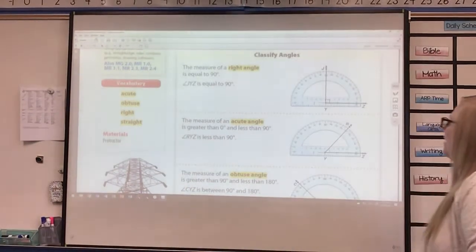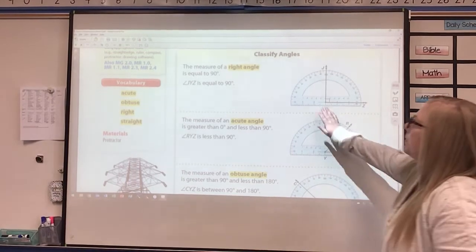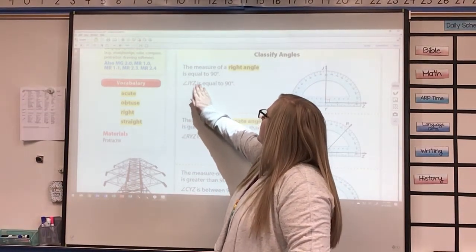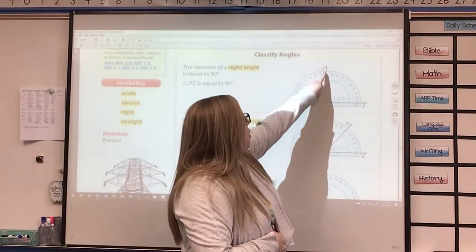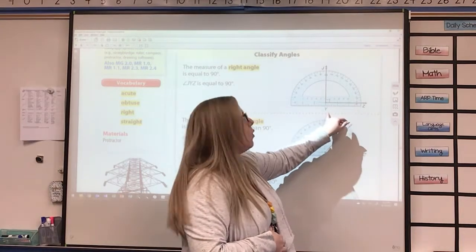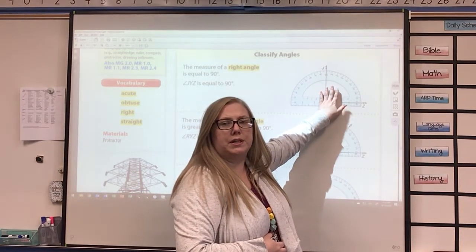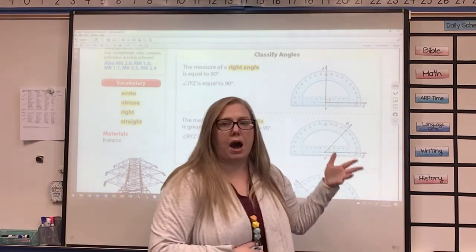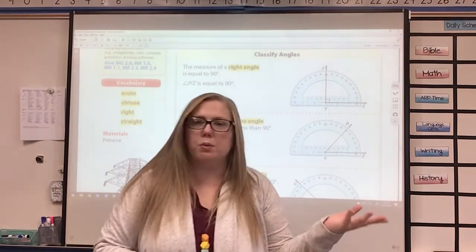Okay? The next one, I'm going to go back to this one real quick. So this is angle JYZ is equal to 90. You can also write it by this where they meet. You could say angle Y. Okay, so if I gave you this angle, you would say this is a right angle and it is angle Y, or angle JYZ. Okay, either way works.